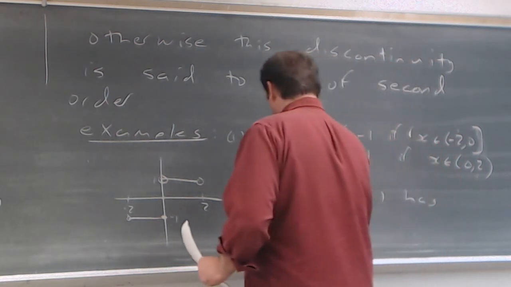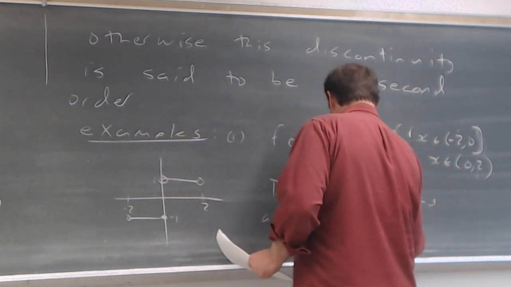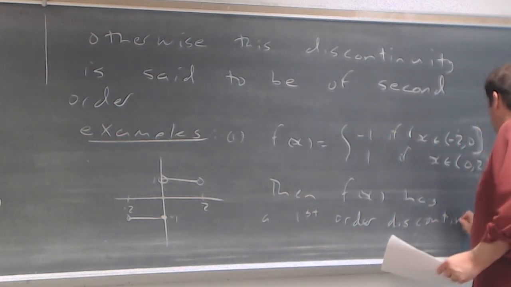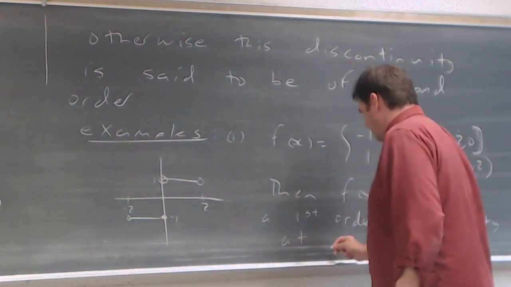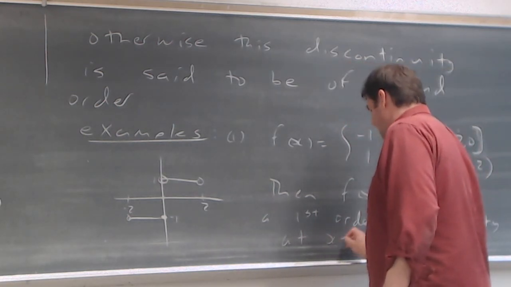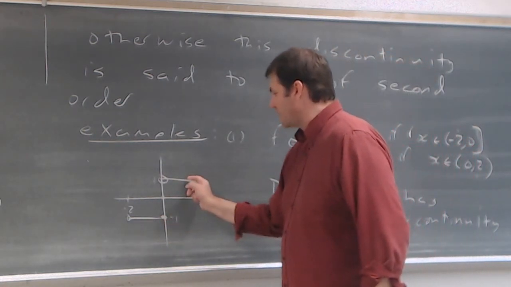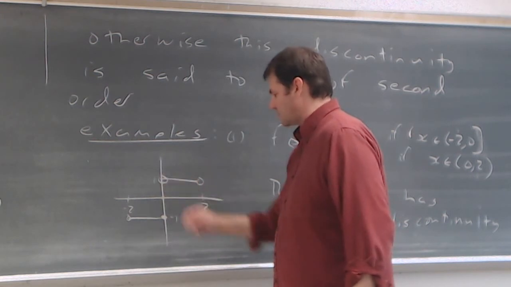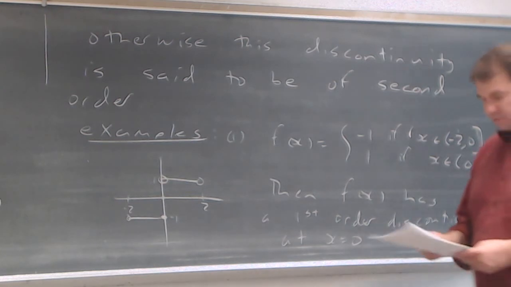And this f of x has a first order discontinuity at x equal to 0. It's because the left-handed limit is equal to minus 1. That means the left-handed limit exists. And the right-hand limit at 0 is equal to 1. And so that means that the right-hand limit exists, but it's discontinuous. That's what we call first order.